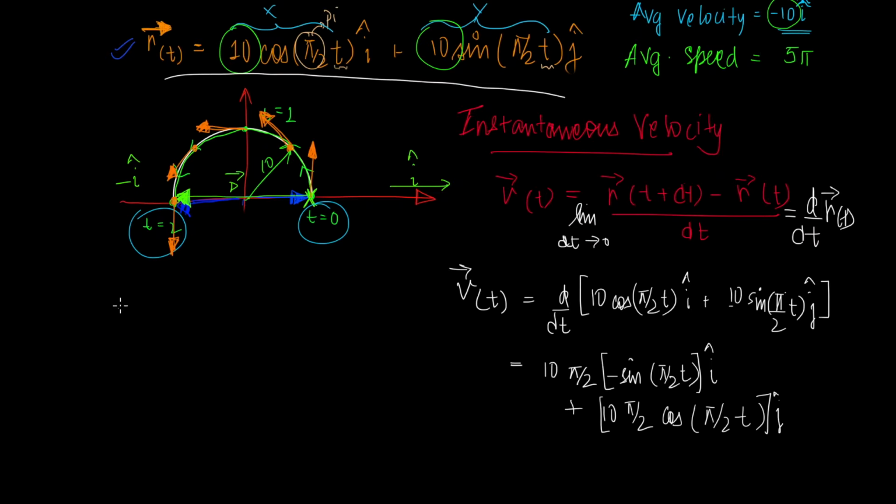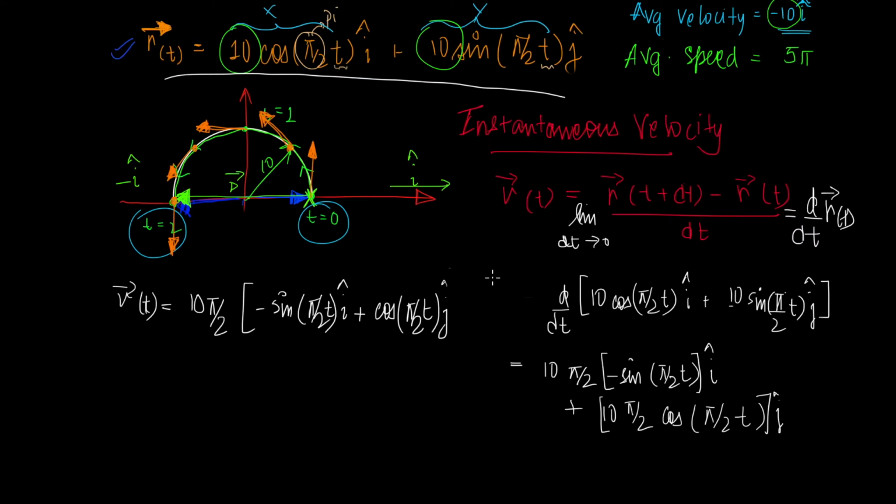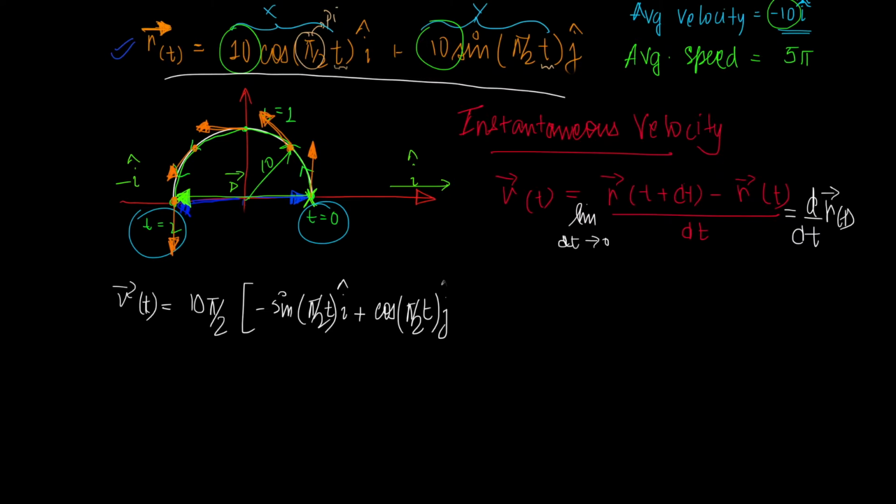So the instantaneous velocity vector also looks very much like the position vector, and sort of takes the same form. If you write this in a more compact fashion, it comes out to be 10 pi by 2 times minus sine pi by 2 times t i cap plus cosine pi by 2 times t j cap. So there you have it. That's the instantaneous velocity of the body at time t.